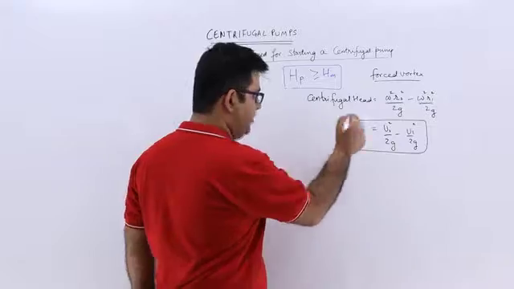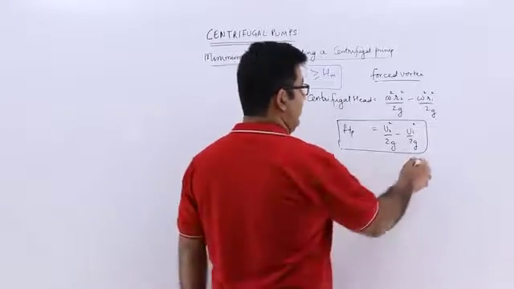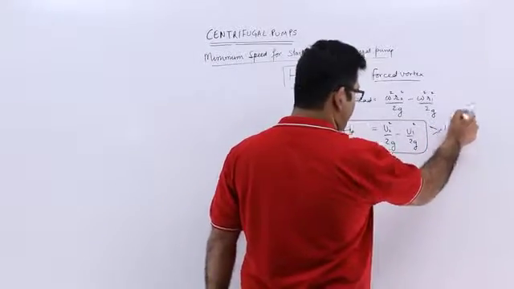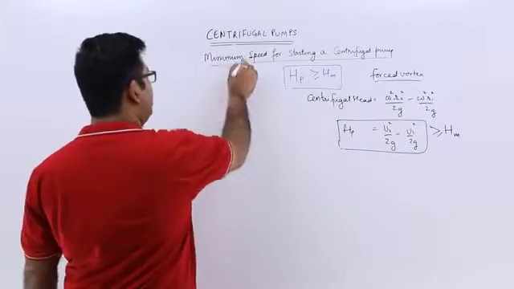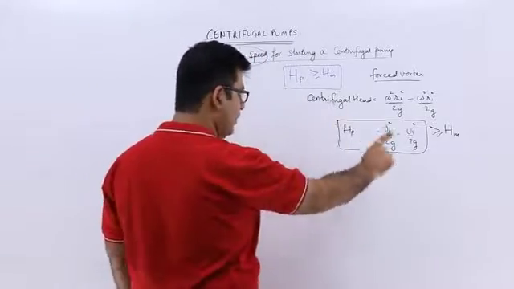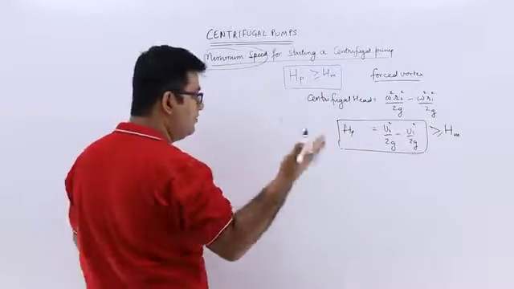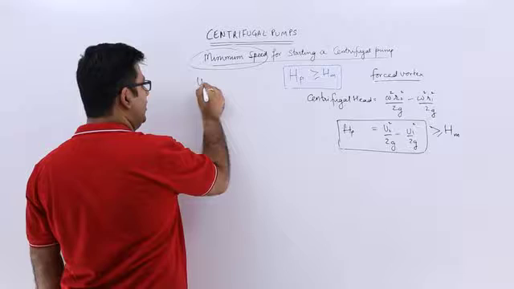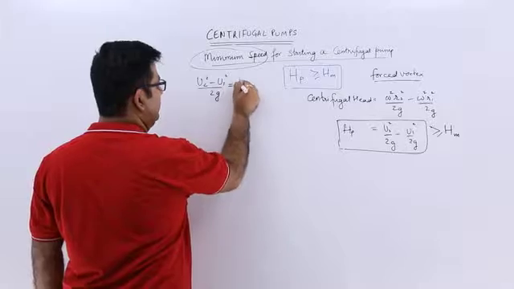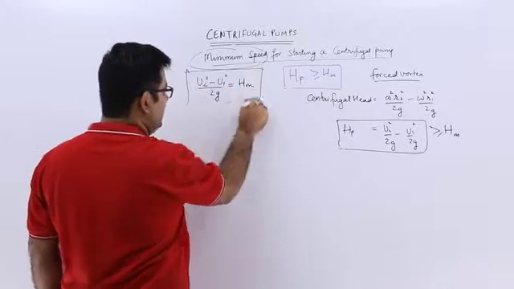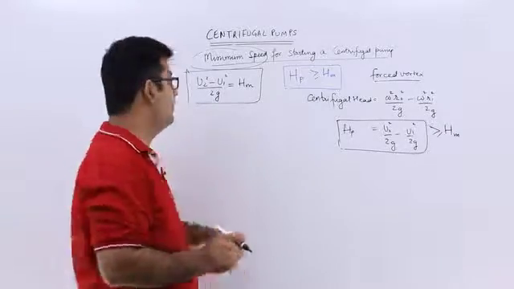This HP, that is the pressure rise in the impeller, should be greater than or equal to the manometric head to ensure delivery of water. Now our focus is to find the minimum speed. For minimum speed, we have to put the minimum condition. The minimum limiting condition is equality. So you will have u2 square minus u1 square upon 2g equal to Hm. This is the condition to find out the minimum speed.